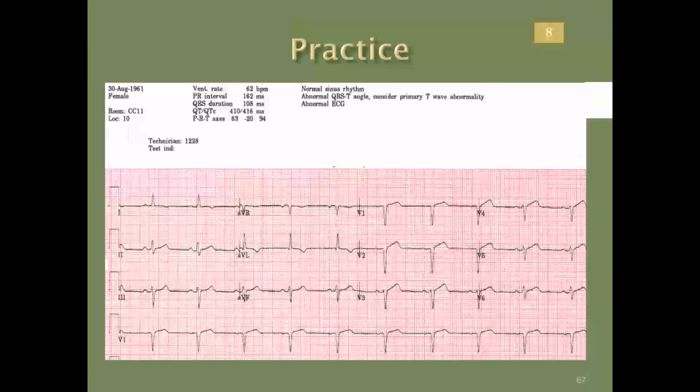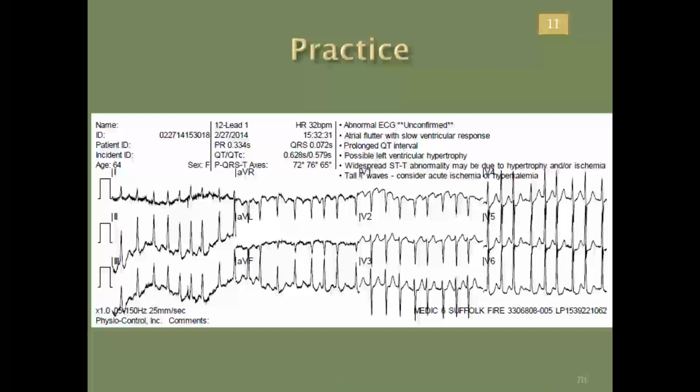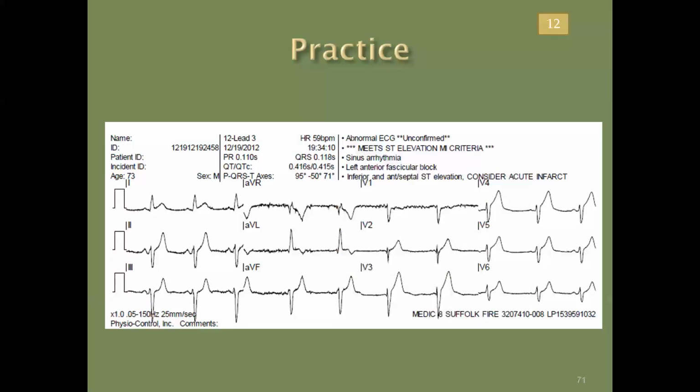I'm going to skip ahead because I want to get to this one. Because remember, I said you can't always trust the reading. Look what this says. It says atrial flutter with slow ventricular response, and it's giving you a heart rate of 32. So you can't always believe what the monitor tells you there, because this is definitely faster than 132. It may be AFib or aflutter, but it's definitely not a slow ventricular response. And this is another one where you've got your hyperacute T waves over there.